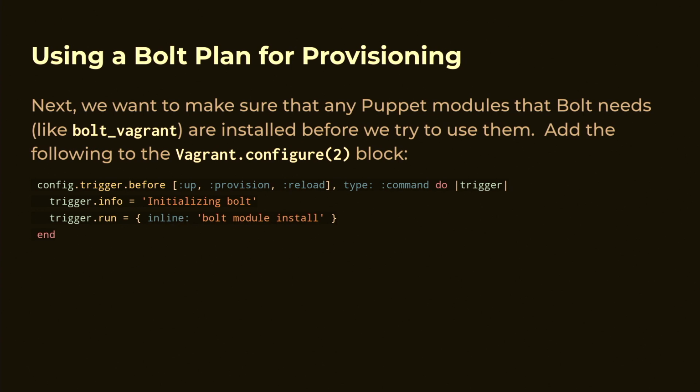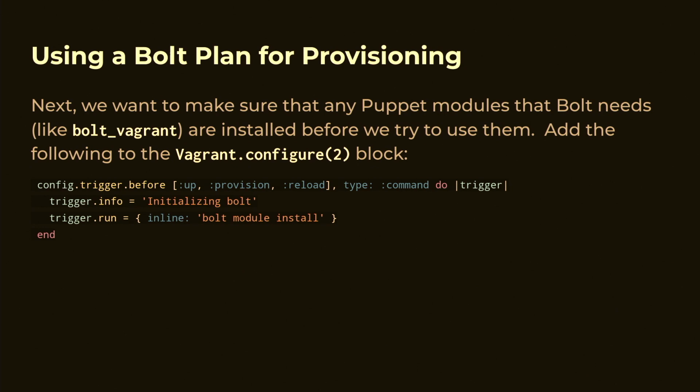So what we're going to do is we're going to configure two triggers. We're going to configure one for before certain commands run. So in this case, we're saying config.trigger.before up, provision, and reload. So those are the commands we're going to add this trigger to. It's going to run the trigger.run equal inline bolt module install.